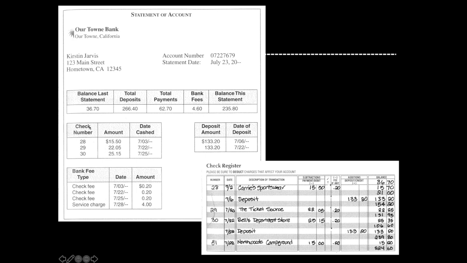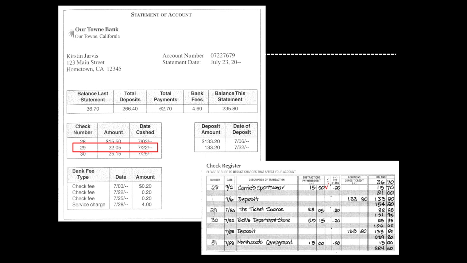The first thing we're going to do is take a look at our canceled checks. Remember, canceled checks are the ones that have been paid for by the bank. Our first one is check number 28. You can see that it is in your checkbook register, so therefore we will put a check mark in this column to show that this is a canceled check. It has already cleared the bank and has been paid for.